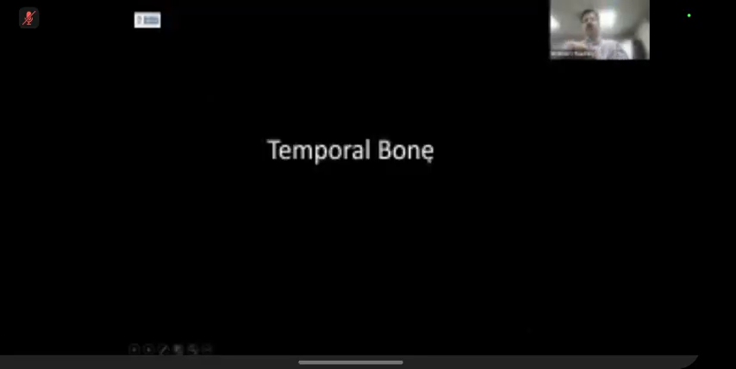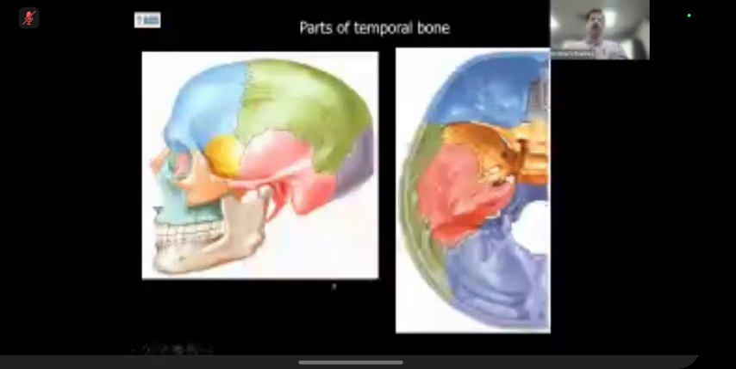Is that then the labyrinthine part? Excellent. So that is the labyrinthine. So we'll come back to this. This is the labyrinthine portion, and this is the tympanic portion. Okay, so let's go back.